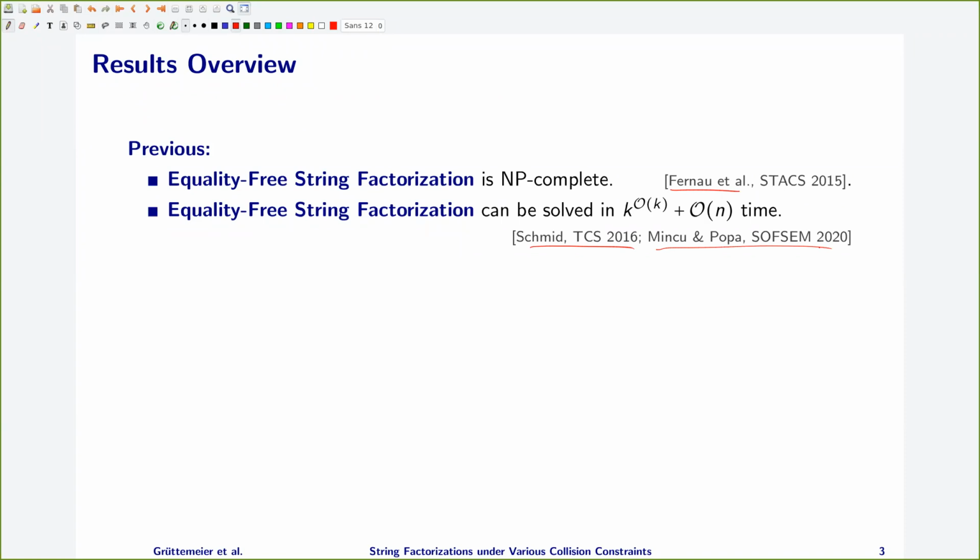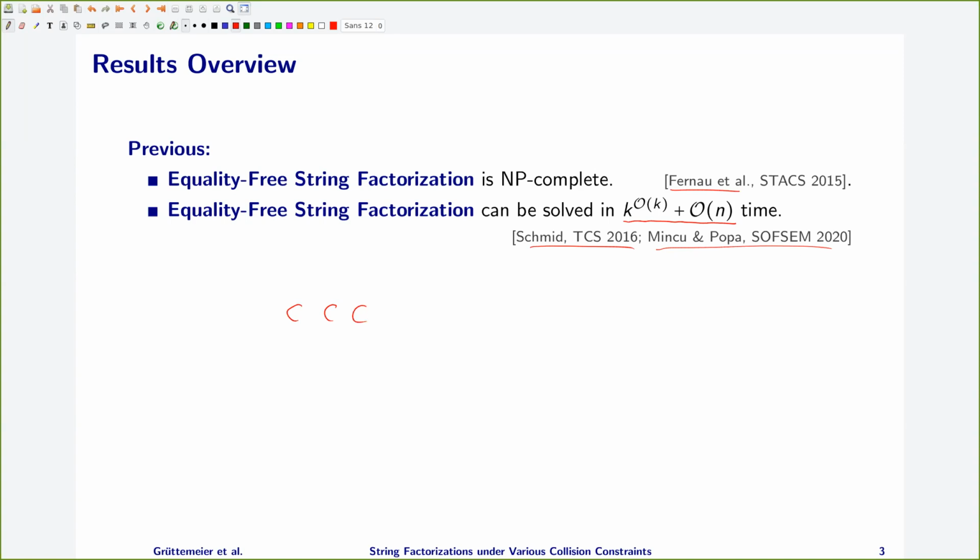So what is known in this first paper, it was shown that equality-free string factorization is NP hard. And this paper is actually about more general types of word equations, but one result is this hardness of equality-free string factorization. And another known result, which is I think the starting point of our work, is that you can solve it in this running time. So it has an FPT algorithm for the number of factors. And the idea of this algorithm is actually quite easy.